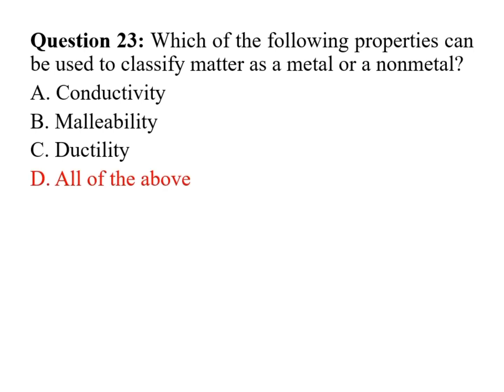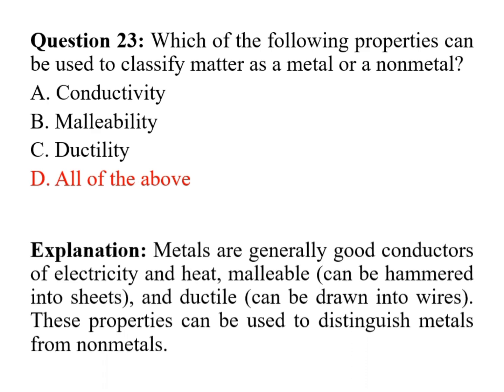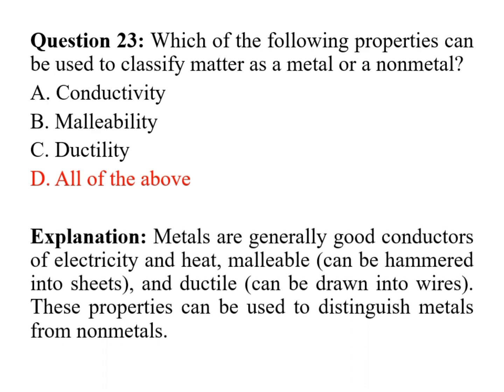The answer will be all of the above. This is because metals are generally good conductors of electricity and heat, malleable, they can be hammered into sheets, and ductile, they can be drawn into wires. So these properties can be used to distinguish metals from non-metals.